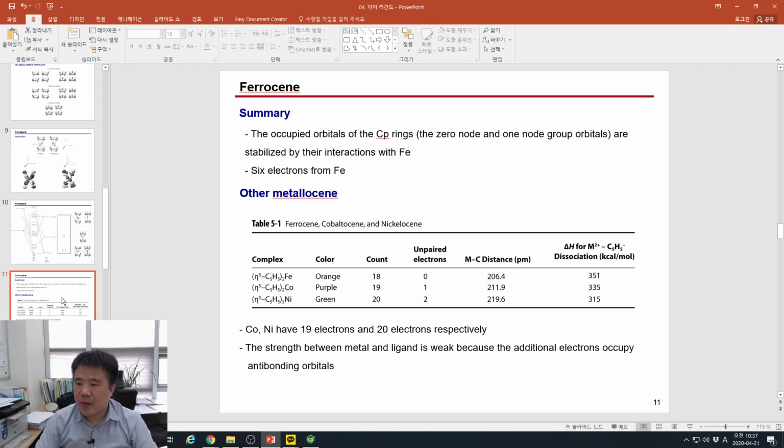Okay, I want to summarize ferrocene. There are 2 CP rings, so you need to make a group orbital, not a molecular orbital, because one CP ring cannot interact with the other CP ring. We cannot say molecular orbital, just group orbital. Okay. So you can think about other metallocenes.